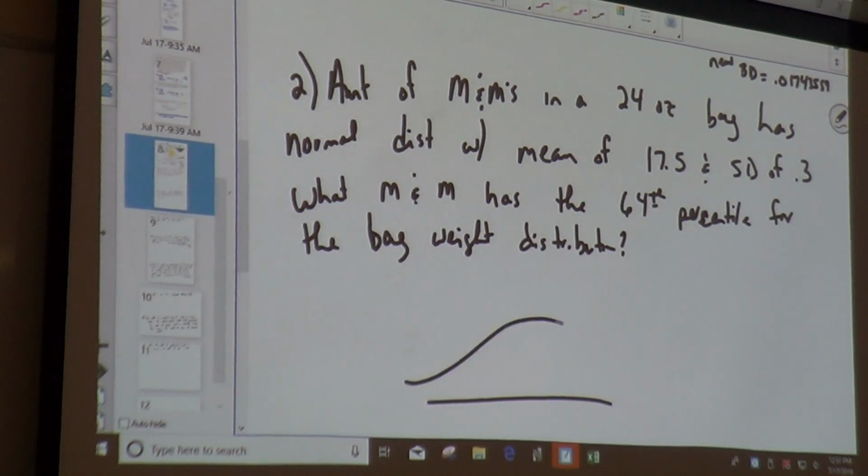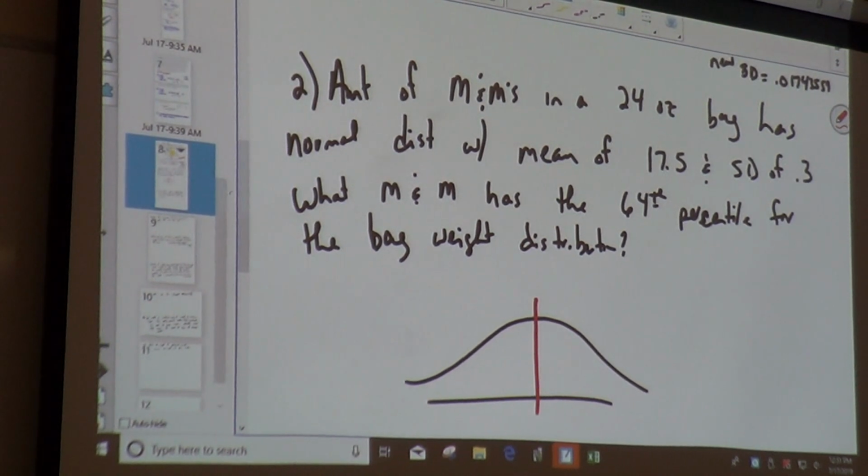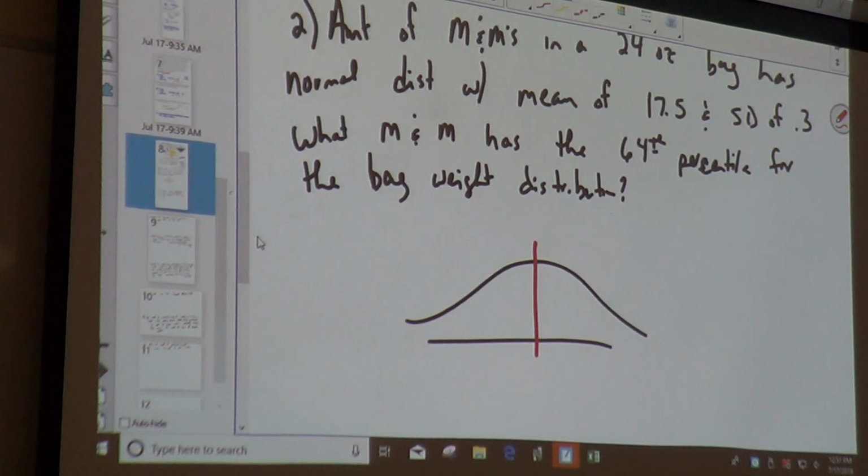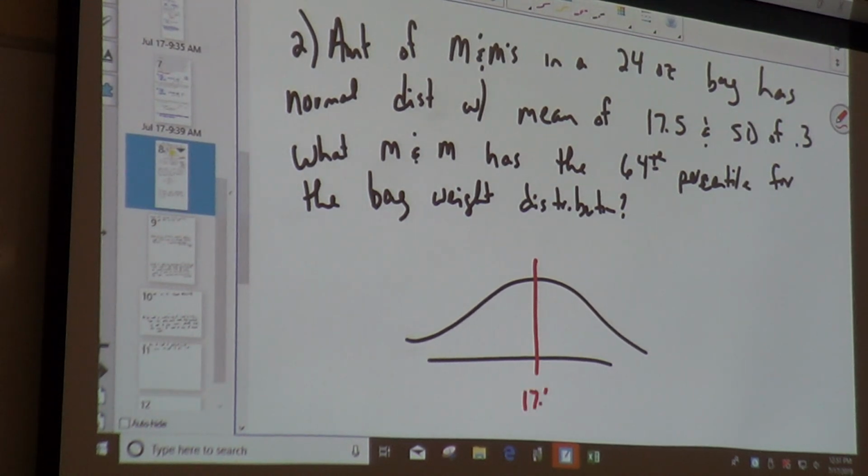We have a normal distribution. Do we know our mean? 17.5. Yes, this time it said the mean is, so y'all know it, 17.5. What is my standard deviation? 0.3. What does 64th percentile mean?